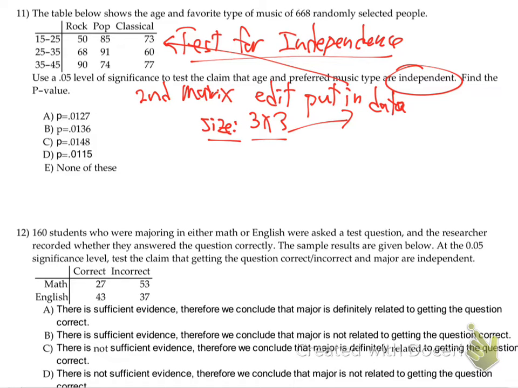And then you do the chi-square test, and my p-value is coming out to be 0.0115. Yep, there it is. 0.0115.